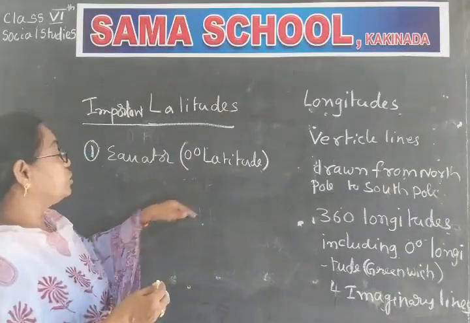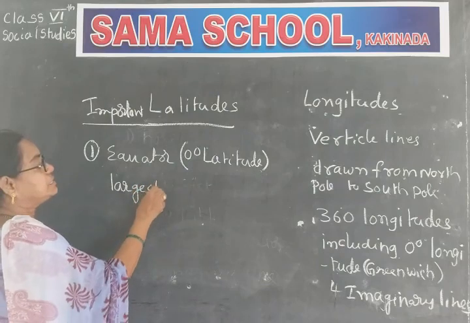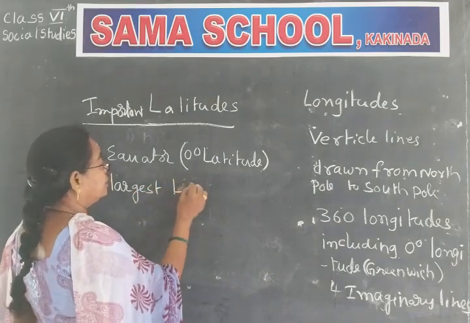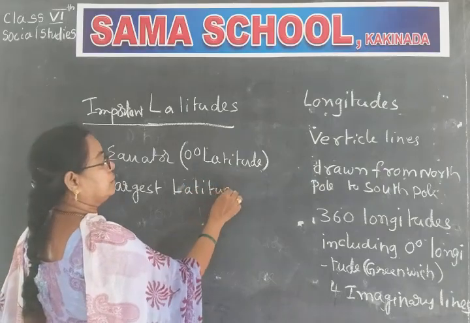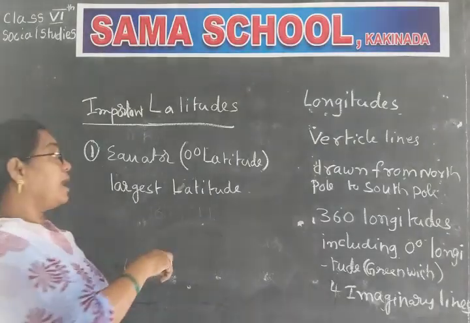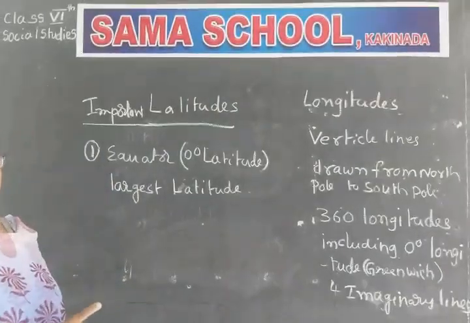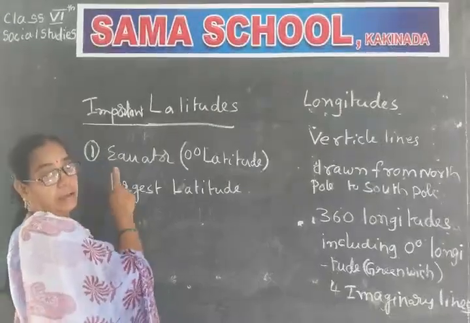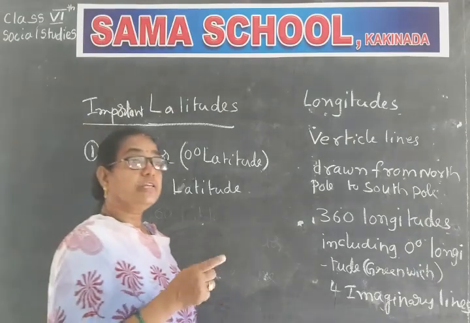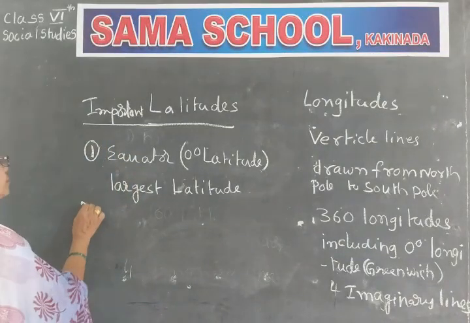It is also called the largest latitude, the largest of all latitudes. So what is the other name for 0 degree latitude? Equator. Which is the largest latitude? That is the equator. The 0 degree latitude is the largest latitude, which is also called the equator. Then the second one.